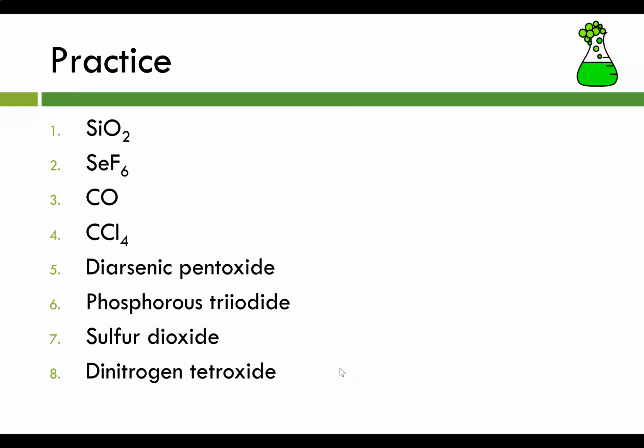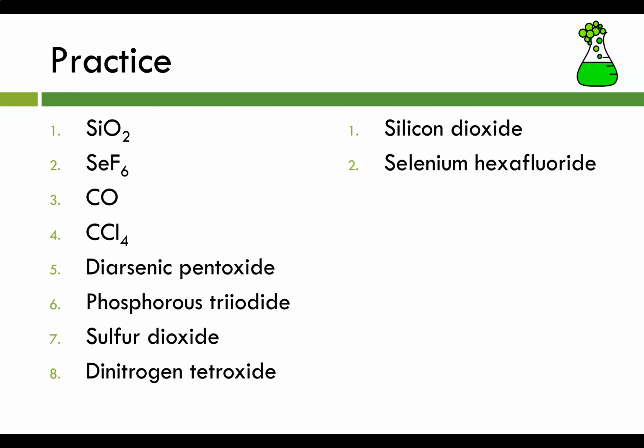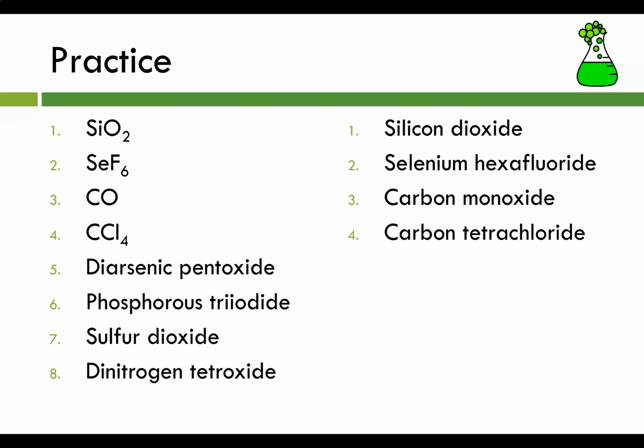SiO2. And there's an example of silicon, a metalloid. We're going to name this covalently. SiO2 is silicon dioxide. Silicon, "di" tells us 2 oxygens. That's it. SeF6, selenium hexafluoride. CO, carbon monoxide. CCl4, carbon tetrachloride.